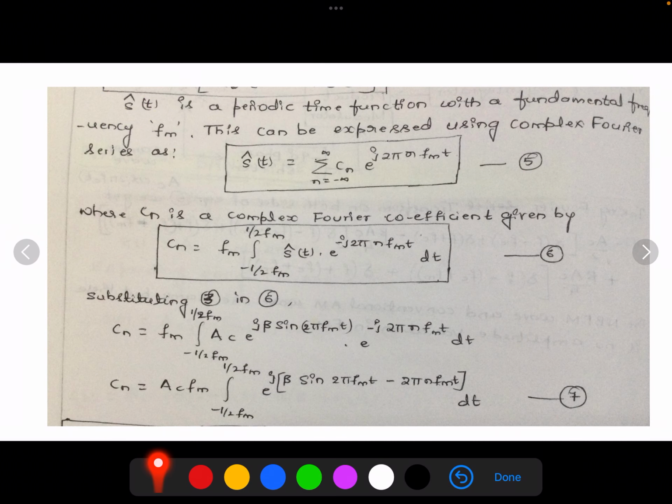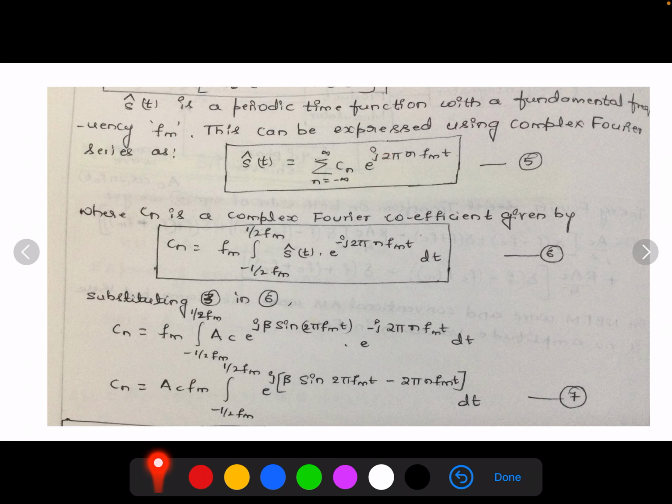So what is S cap of t? S cap of t is a periodic time function with the fundamental frequency Fm. So S cap of t is represented as the summation, n from minus infinity to infinity, of Cn into e to the power of j 2 pi n Fm into t.